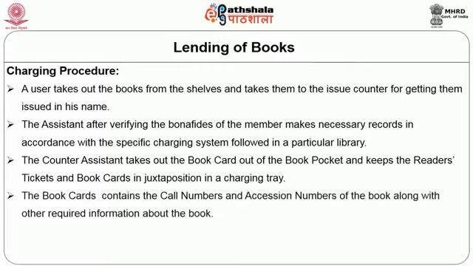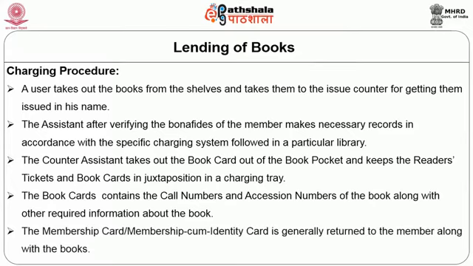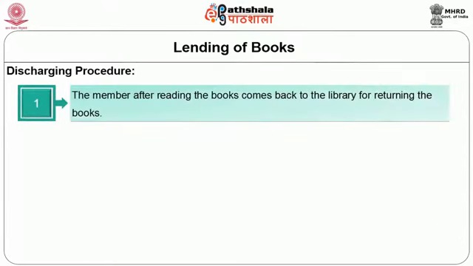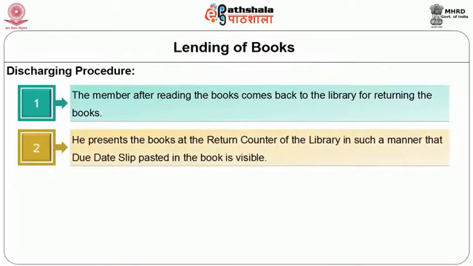The book cards contain the call number and accession number of the book along with other required information about the book. The membership card, or the membership-cum-identity card, is generally returned to the member along with the books. After reading the books, the member comes back to the library to return them. He presents the books at the return counter of the library in such a manner that the due date slip pasted in the book is visible.